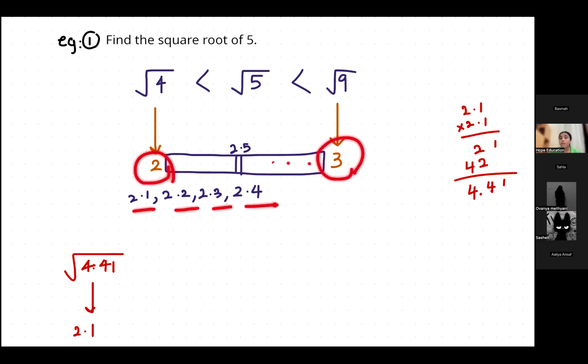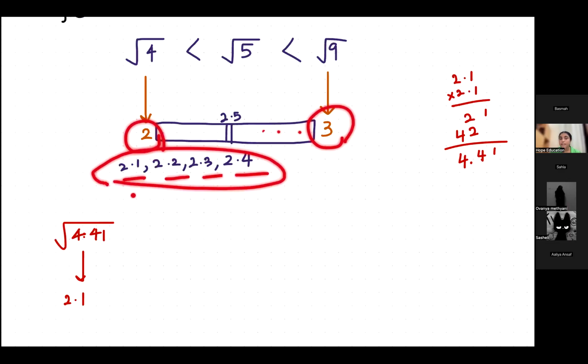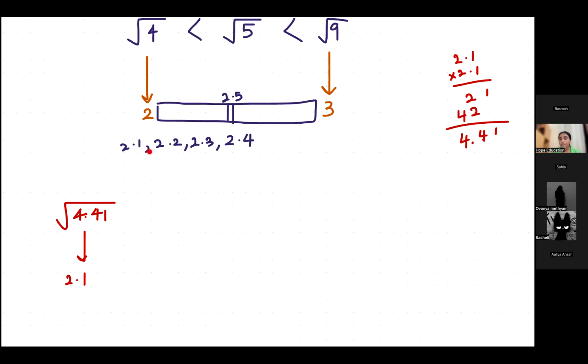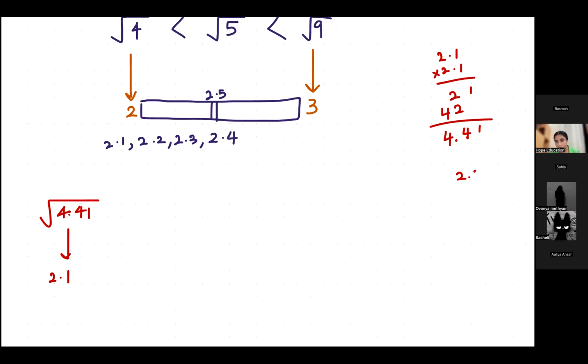We need to check all of these one by one. As one step, I took 2.1. So when multiplying 2.1 by 2.1, I got 4.41. Therefore, the square root of 4.41 came as 2.1. Now I'm going to check 2.2. Check 2.2 like this: 2.2 multiplied by 2.2. Check that too, and if that doesn't work, check 2.3. Likewise. Sala, Sasheli, is it clear up to this point? Yes, miss.